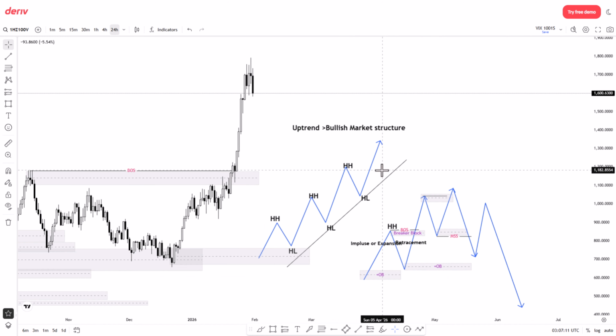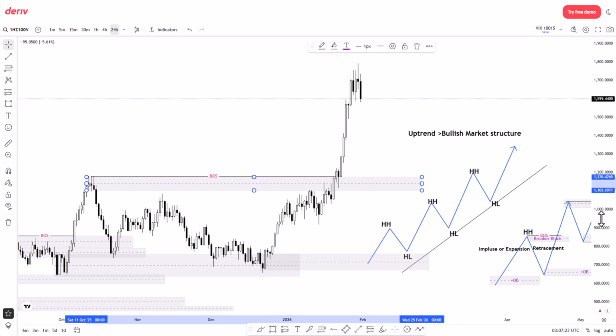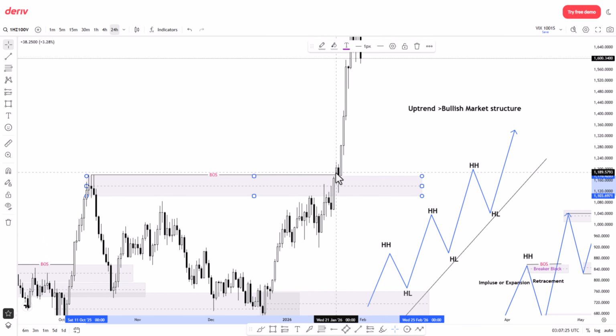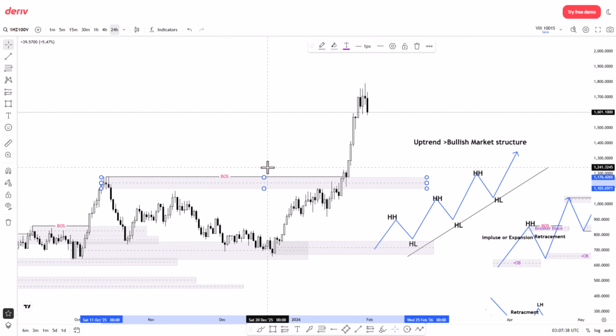Then what are you expecting? You are expecting price to come to the level, either the order block or the bearish breaker. And here you see, as soon as price closed above it, it came into the breaker block, and then it expanded. So right now, as we see here, price is bullish.